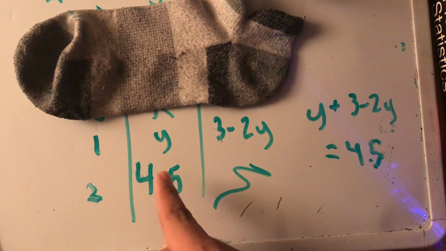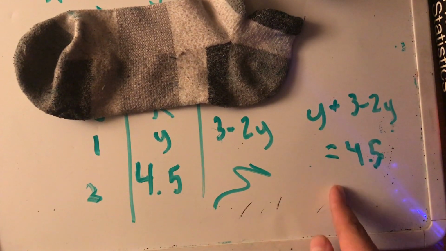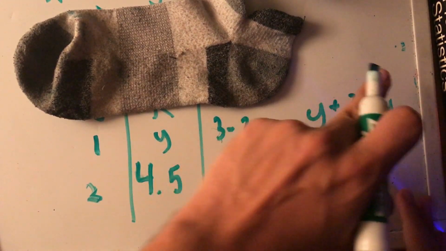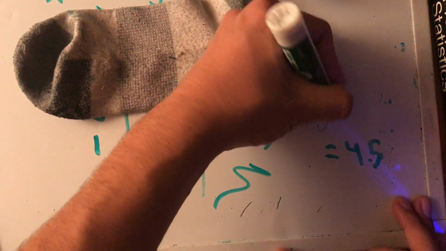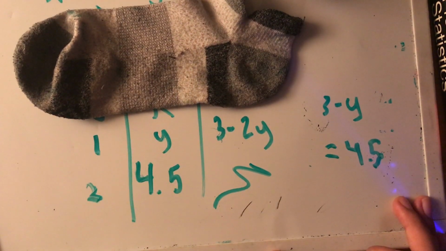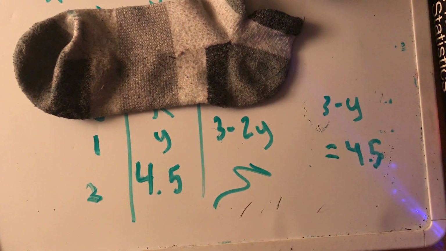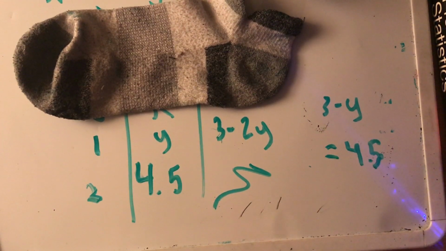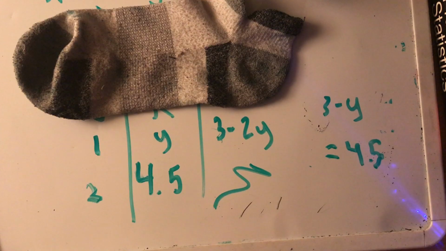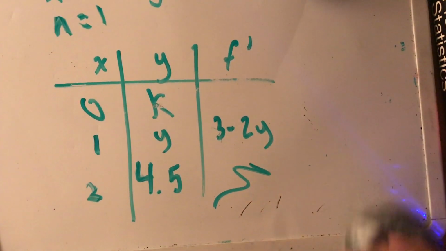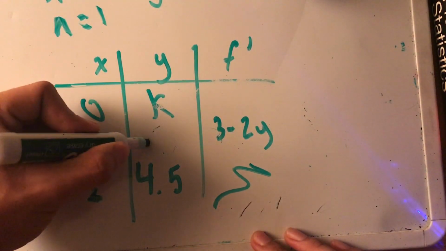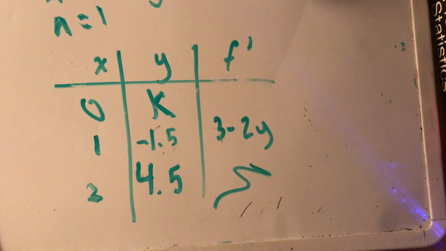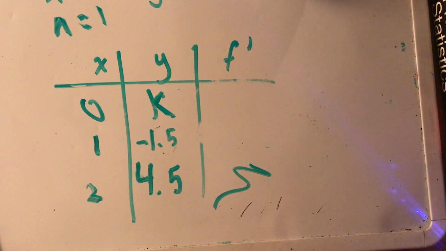So we can solve for this value of y fairly easily, because we can just solve, okay, y minus 2y is just going to be negative y. So we know 3 minus y is equal to 4.5. So what we're going to do is just do some quick maths. 3 minus what number is 4.5? Well, 3 minus negative 1.5 is 4.5. It's just solving the equation. So we know that the y value here is negative 1.5. Cool. And then this is just whatever f prime is.